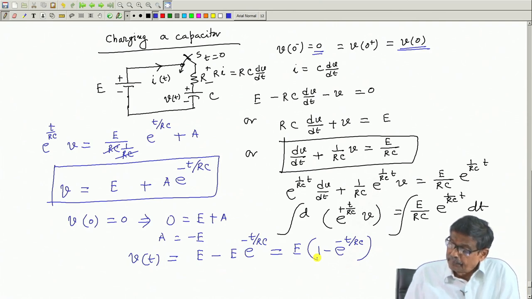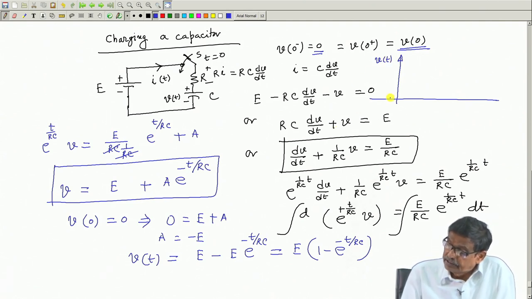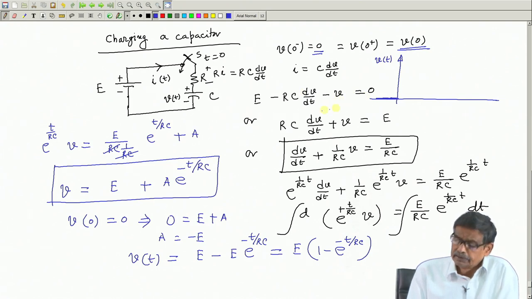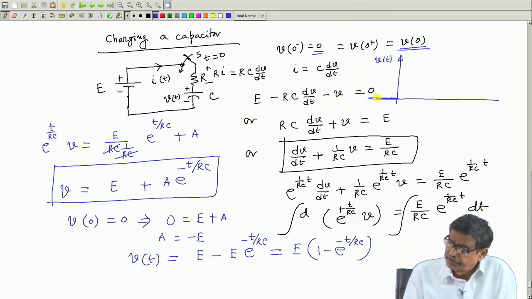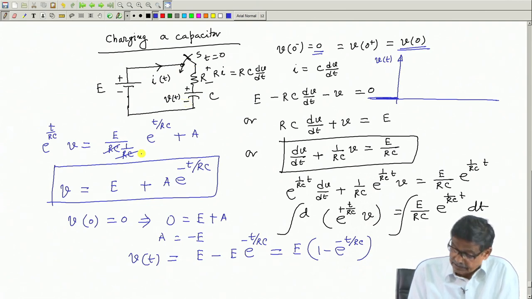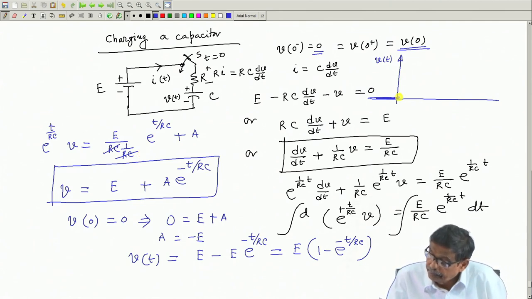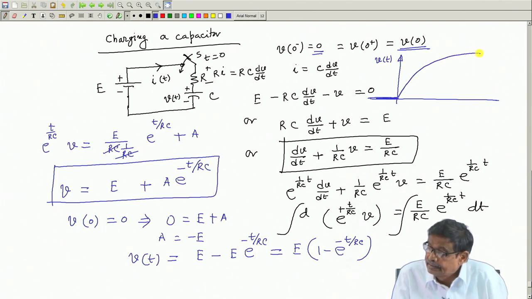Now, if you sketch this waveform, it will be like this, voltage across the plate of the capacitor V(t). So, before that, voltage across the plate of the capacitor was 0, V(0 minus), and suppose you never applied any current to the capacitor, therefore, it was 0. Suddenly, here you have switched on this battery, so some current started flowing, charging the capacitor, and voltage across the plate of the capacitor will build up like this.